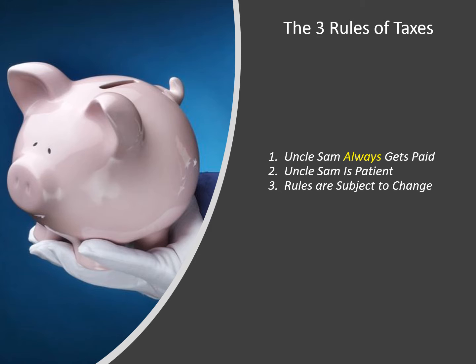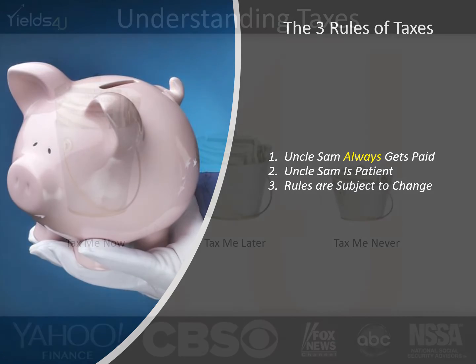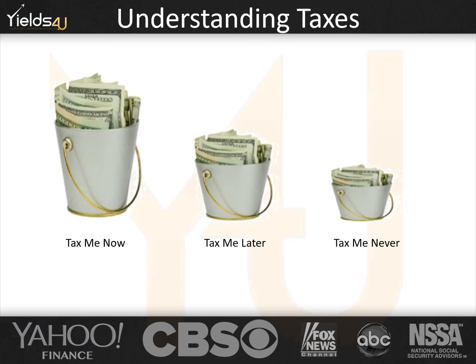When we look at the world of taxes, there are really three buckets of taxable monies. The first is what I like to call the Tax Me Now bucket. Most people are familiar with this bucket. You earn money, it gets taxed. You have investments, when you sell it, it gets taxed. You pay taxes based on your total taxable income or gains.